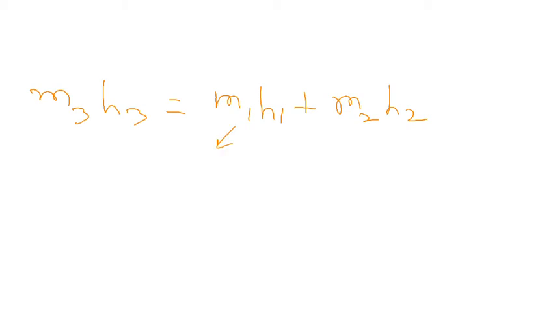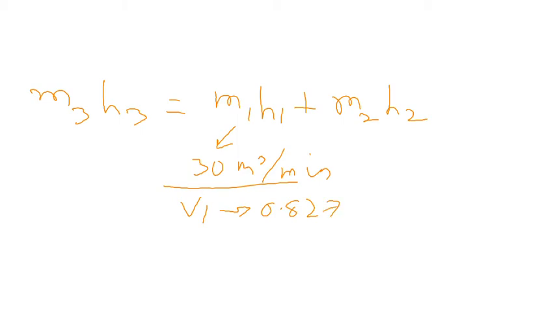Okay, so now once you get this, what is your energy balance? Your first energy balance is M3H3 is equal to M1H1 plus M2H2. Now how do you find M1? So M1 you find by knowing the volume flow rate. And how much is the volume flow rate given? It is 30 cubic meter per minute. And you divide it by V1, which is 0.827.